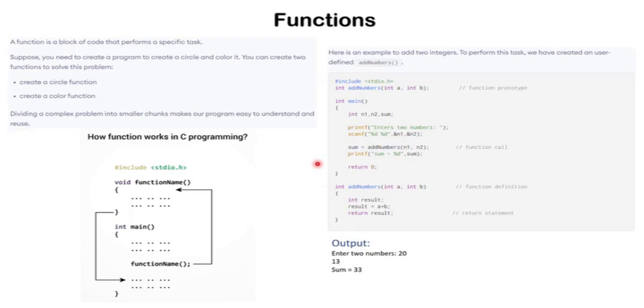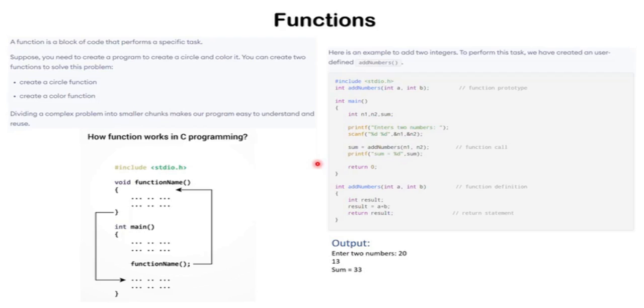Coming to functions, a function is a block of code. Suppose I break the entire problem statement into smaller parts and write different code for each. For example, I need to draw a circle and fill it with a color. To draw a circle I write a function, and to fill a color I write another function. In this manner, the code becomes easy to understand, and further I can reuse the code.